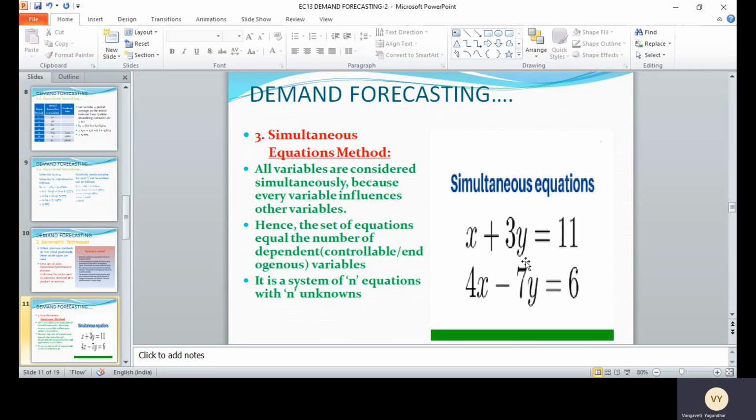Hence, the set of equations equals the number of dependent variables. Dependent variables are also called controllable or endogenous variables. So it is a system of n equations with n unknowns. For our example, on the right side, I have given two equations and only two variables, but in general it is n variables, n equations. Manually it may not be possible, so computers or software like SPSS have to be used, so that by this method the demand can be forecast.